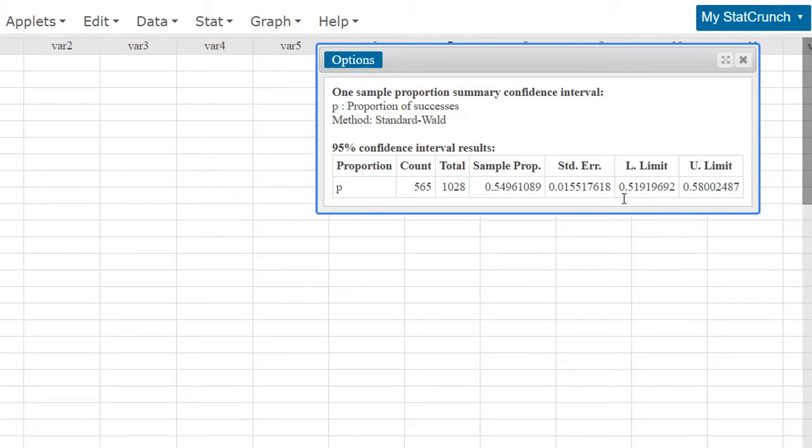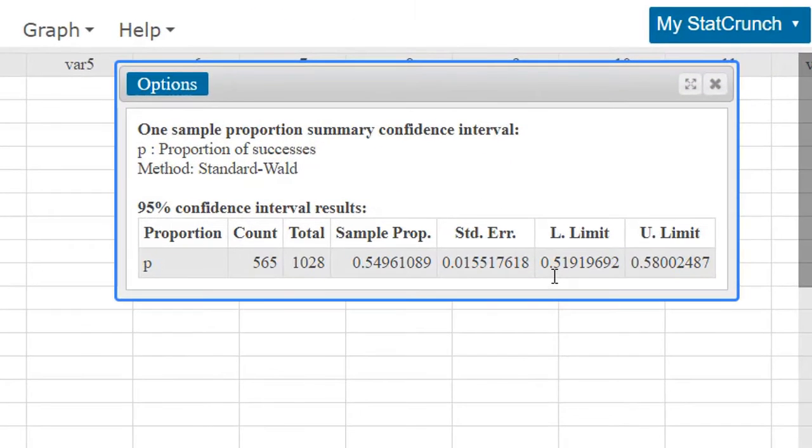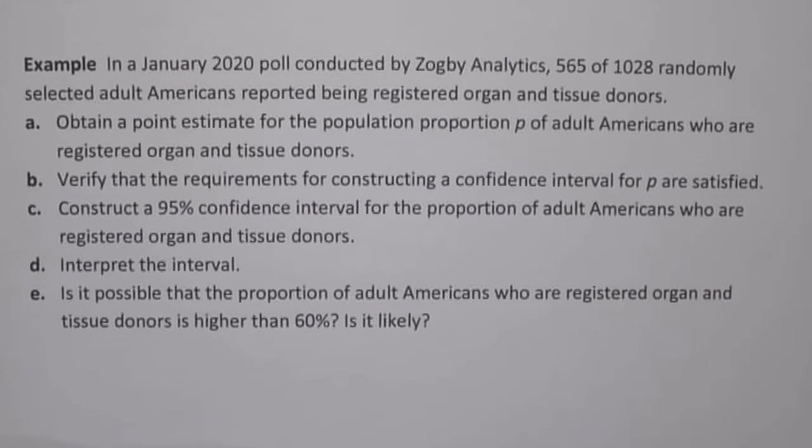So the lower limit of our confidence interval is 0.5192 if I round to 4 places, and the upper limit is 0.5800 if I round, and that is the same result that we got both by hand and with the calculator. Let's look at our other example.